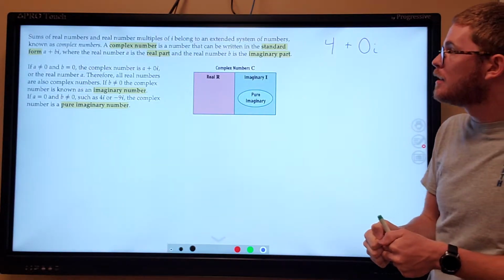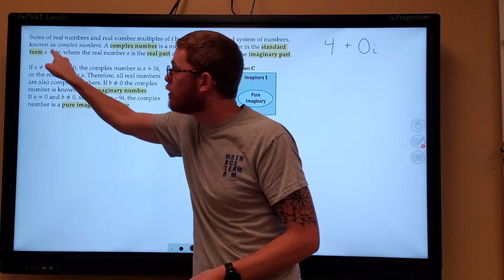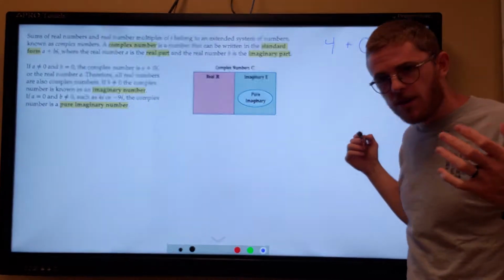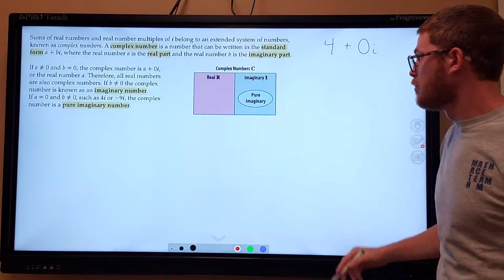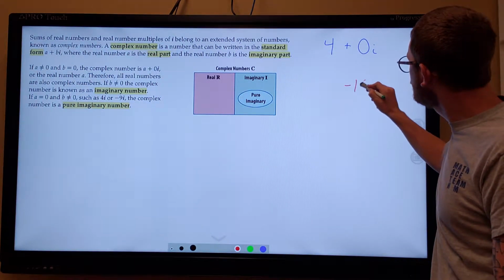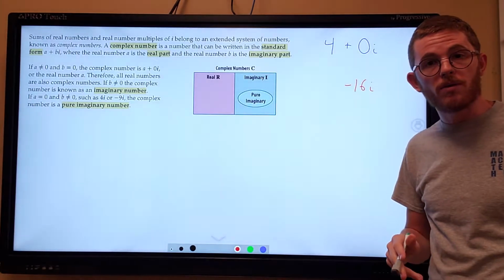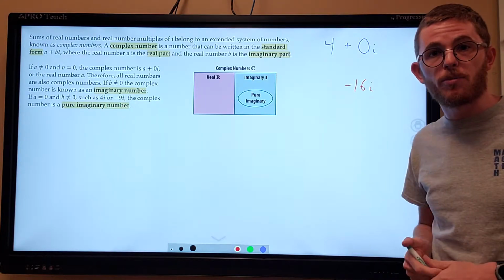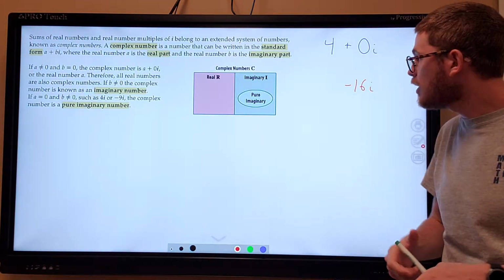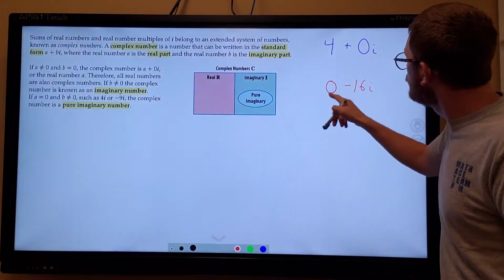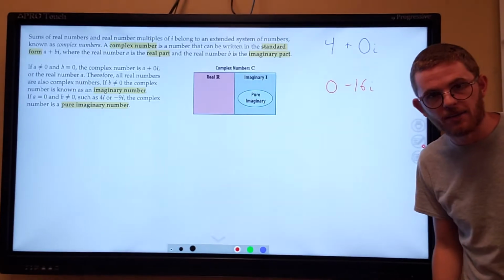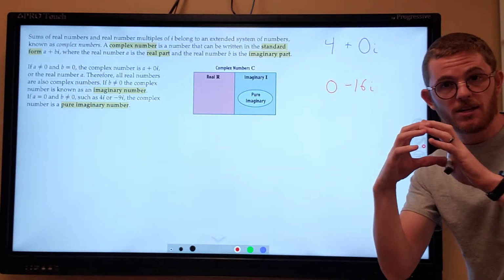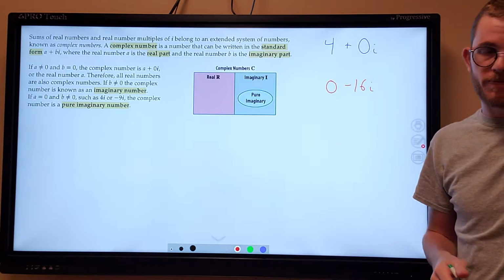Notice it's in the form a plus bi. There's a real and an imaginary part. If we wanted to think about an imaginary number like negative 16i, well, that is a pure imaginary number. There is only an imaginary part. But if we want to make it a complex number, we could say 0 minus 16i. So it has both a real part, there's nothing, and an imaginary part.